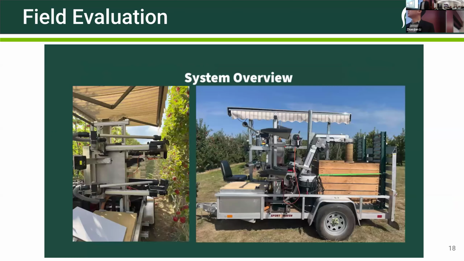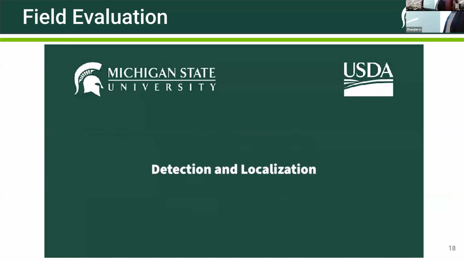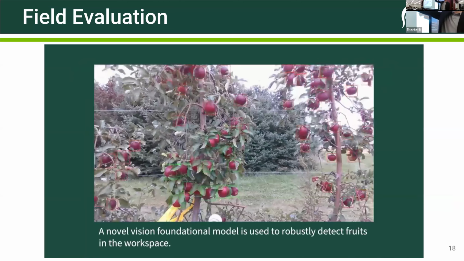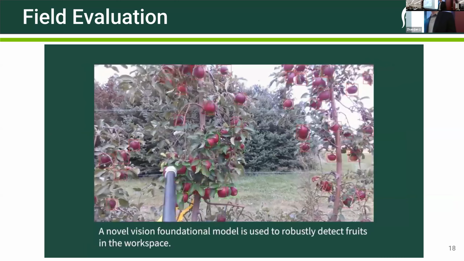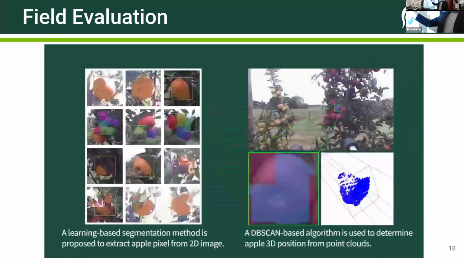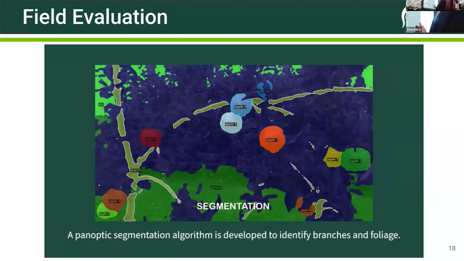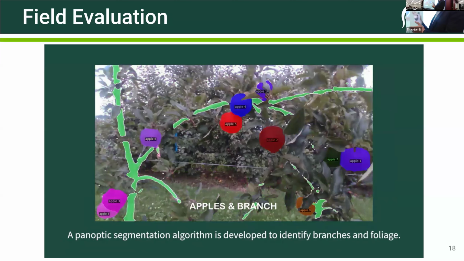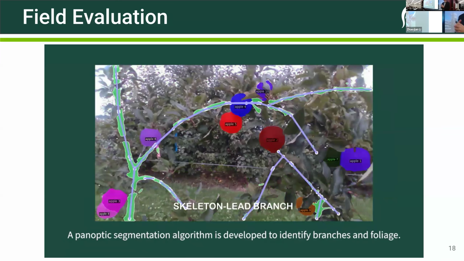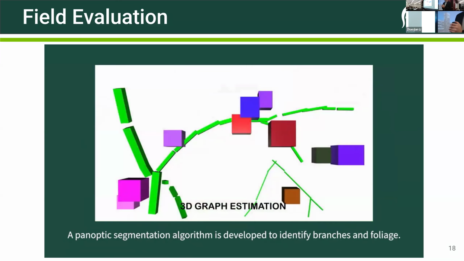This is our 2-arm module, the platform. So we start with the detection and localization. So yeah, you can see a lot of bounding boxes. Those are the detection results. And within each of the bounding boxes, we do segmentation, and then we extract the point cloud, and then we do localization. And we can also extract the tree structure, which is important for pruning, which I will touch on briefly.